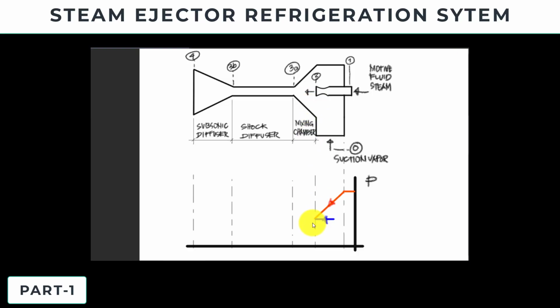Now after the mixing, we have here a constant pressure going from 2 to 3A, then coming from 3A going to 3B will have an increase in pressure, so that will be slight lang. That will be slight from 3A going to 3B. So there will be a slight increase in pressure.